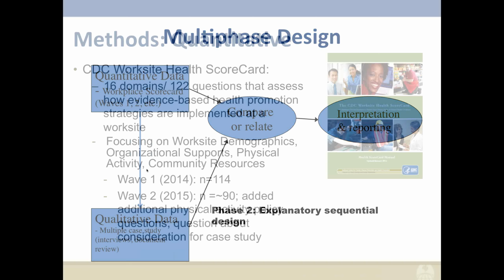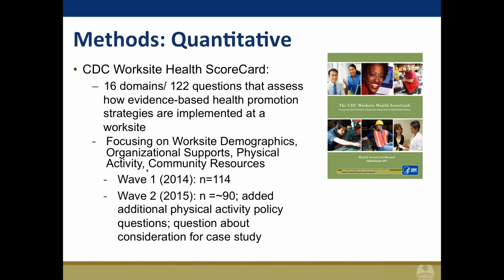Just a little bit more on the quantitative data. Again, we're using the CDC Worksite Health Scorecard that has 16 domains and 122 questions that assess how evidence-based health promotion strategies are implemented at work sites. Of the scorecard, we're focusing on certain domains: the demographics of the work site, organizational supports, physical activity, and community resources. To date, we have 2 waves of data. Wave 1 was the baseline data.